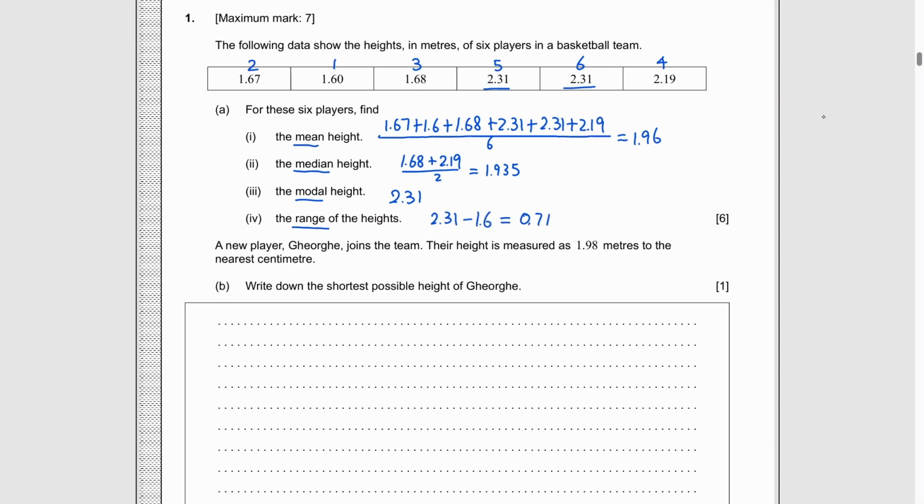Part B. We have a new measurement, 1.98 meters, given correct to the nearest centimeter. That means the smallest possible value is 1.98 minus 0.005.